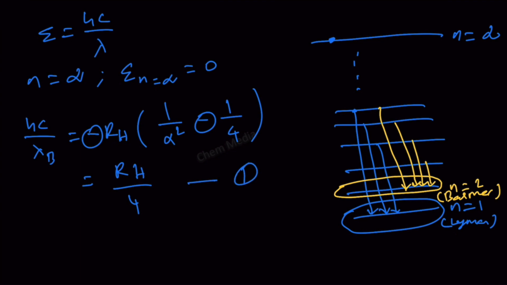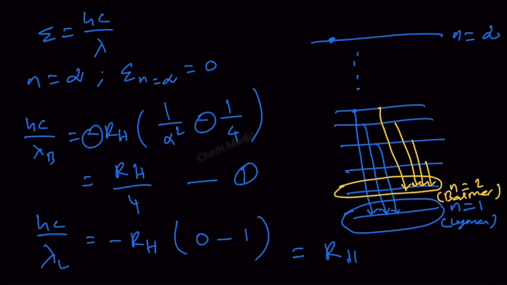And the other equation is Hc by lambda L, and that would be equal to minus Rydberg constant times 1 by infinity squared once again, that is 0, minus 1 by n1 squared. n1 value now is 1. So therefore 1 by 1 squared, and that is equal to simply 1. So therefore this is equal to simply Rydberg constant. Let's keep this as equation 2.